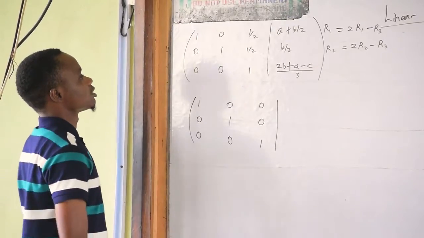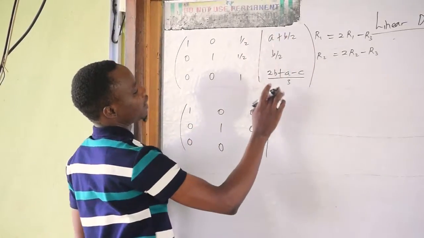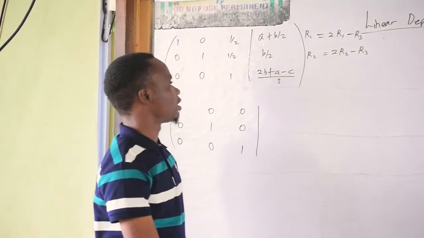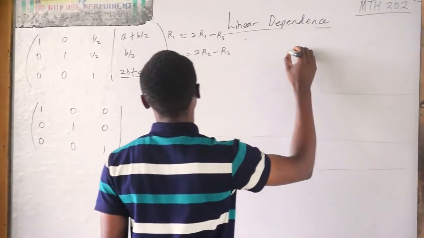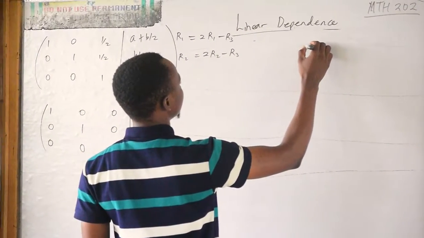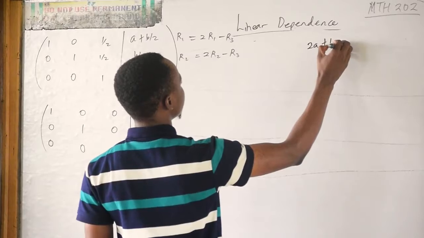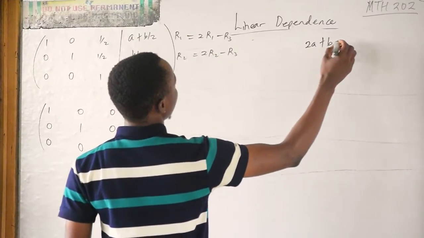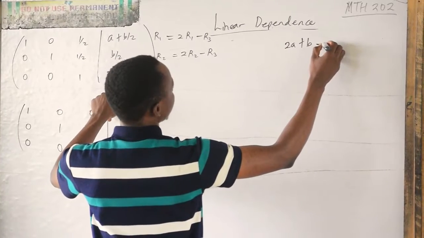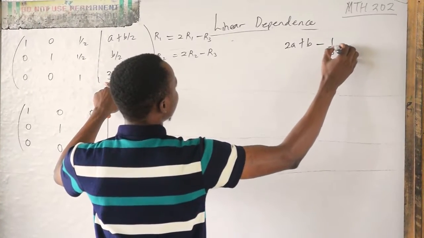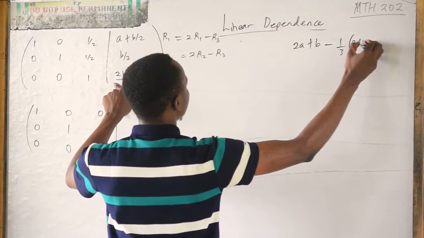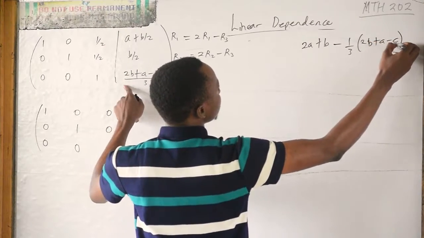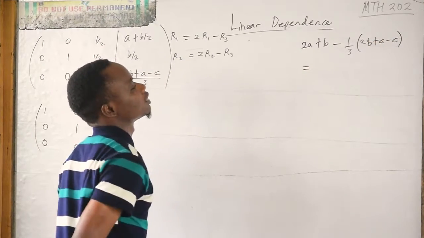So 2R1 minus R3. That is going to be what? 2 multiplied by this minus this. I can do that separately. 2R1 is going to be 2A plus B. Do you understand that? And multiply this by 2. 2A plus B minus R3. That's minus 1 over 3 into 2B plus A minus C. Right? So let me give us what?